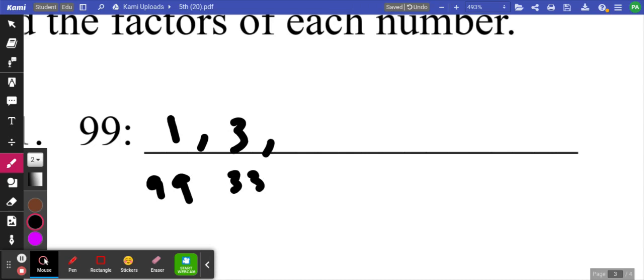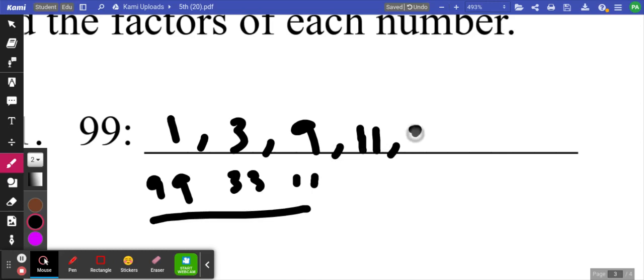Does 6 work? No. Does 7? No. 8? No. 9 does work with 11. And now we reach 10. Obviously, 10 does not work. So whatever is beyond that is what's left. So what we have left on the bottom here is 11, 33, and 99.